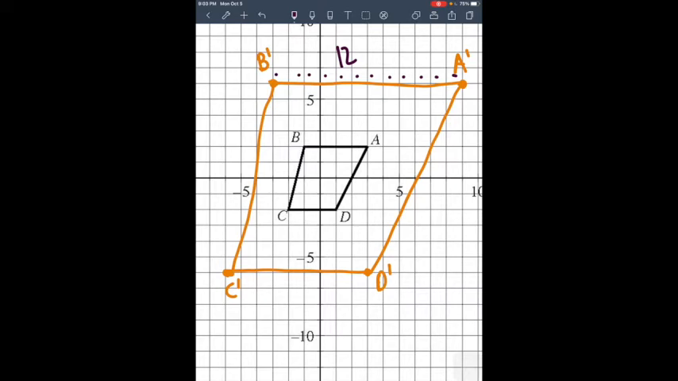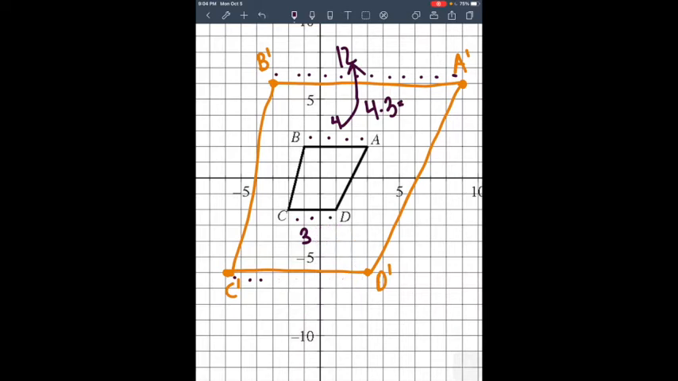And then this distance back down here is 1, 2, 3, 4. So to get from 4 to 12, I say 4 times 3 equals 12. So then this one is 1, 2, 3. 1, 2, 3, 4, 5, 6, 7, 8, 9. 3 times 3 is 9. So the factor is 3.